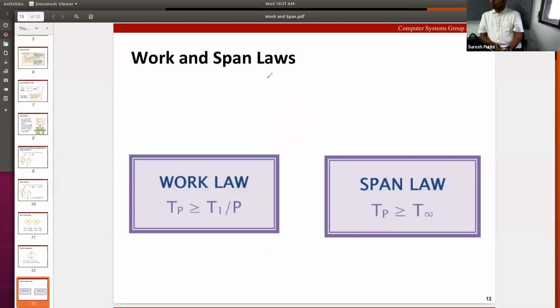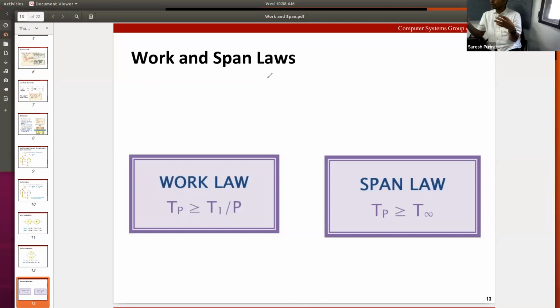So there are two important laws. The first law is what is called a work law. That is, if you deploy P processors, then you need at least T1 by P time units to execute the whole program, to execute the whole DAG.